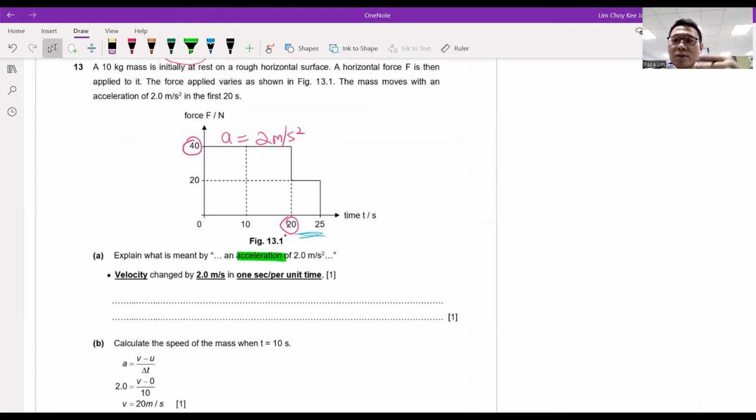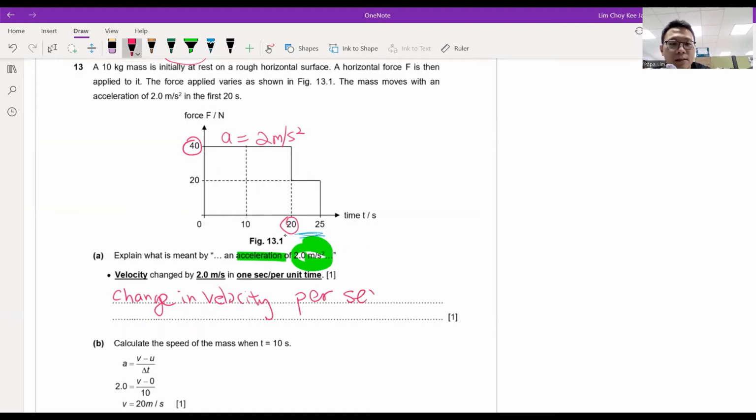The students will give a very standard answer to say acceleration is the change in velocity per unit time. But for this particular question, you cannot just define acceleration, because the question asks for a specific number, 2 meters per second square. So you have to craft your definition to answer what it means by 2 meters per second square. The standard answer will be, acceleration is the change in velocity per unit time, or per second.